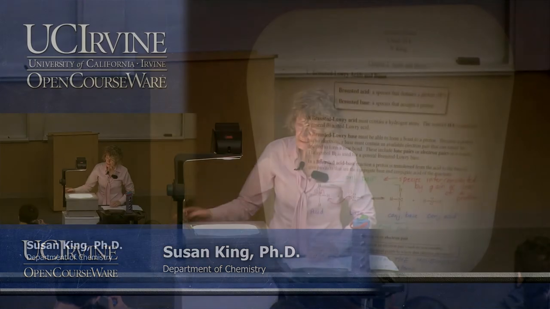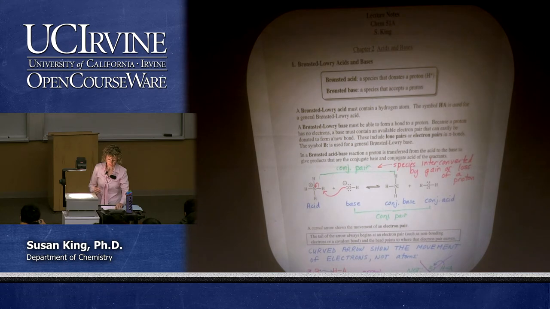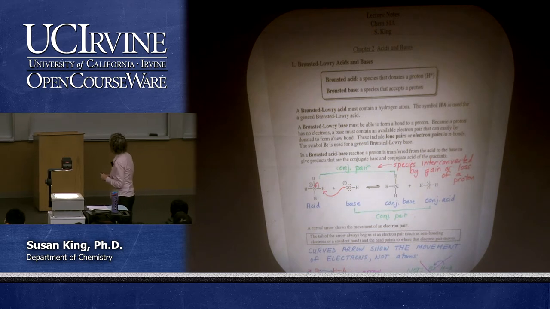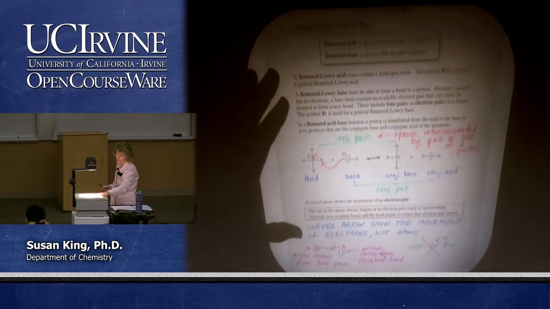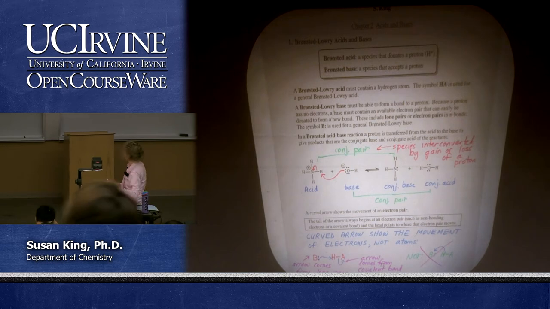Okay? So what were we talking about last time? Acids and bases. A Brønsted acid is a species that donates a proton. And a Brønsted base is a species that accepts a proton.